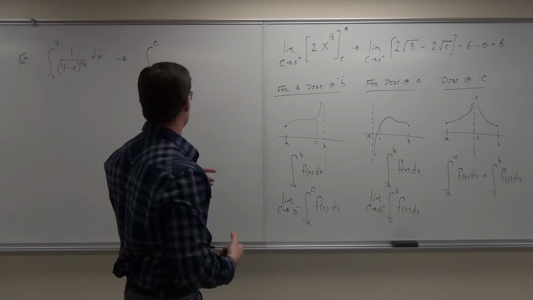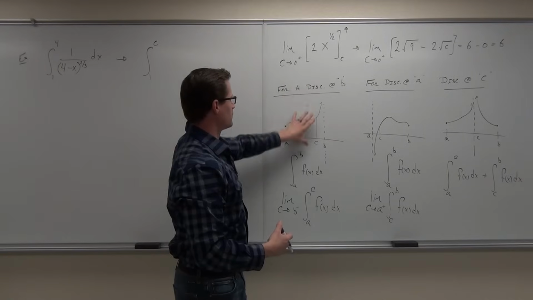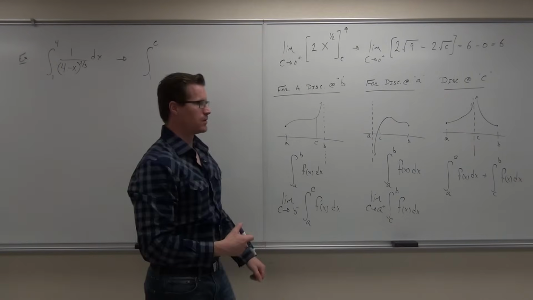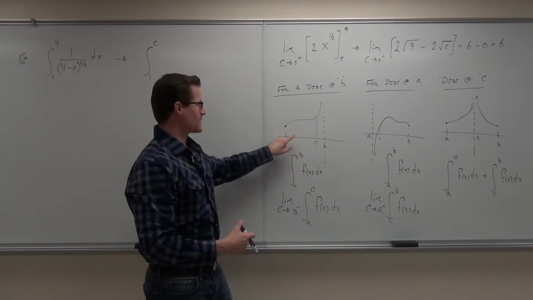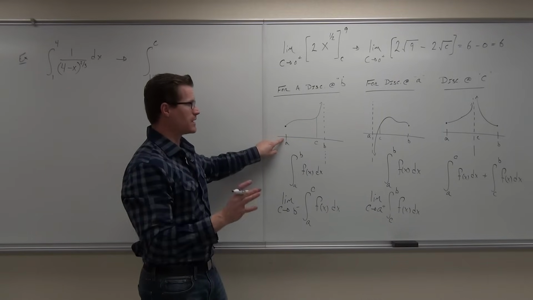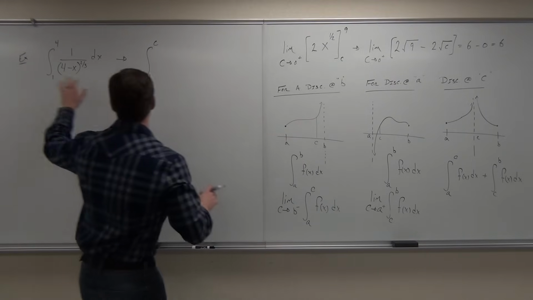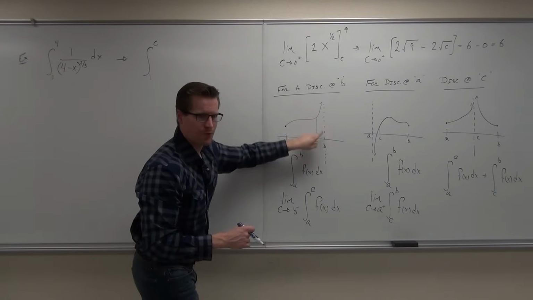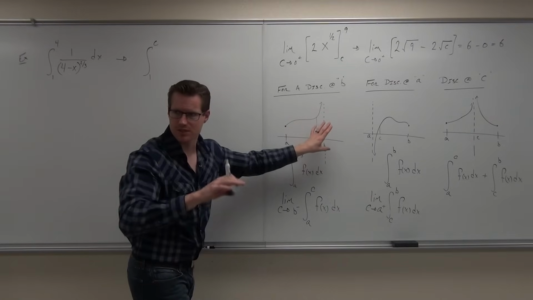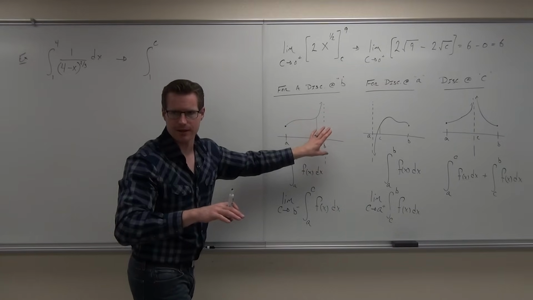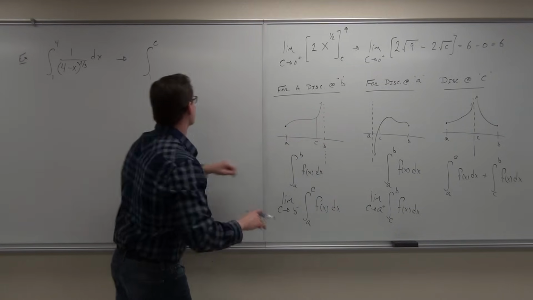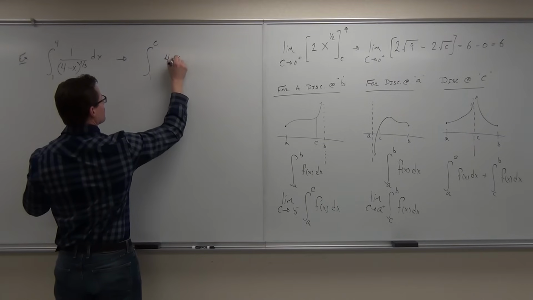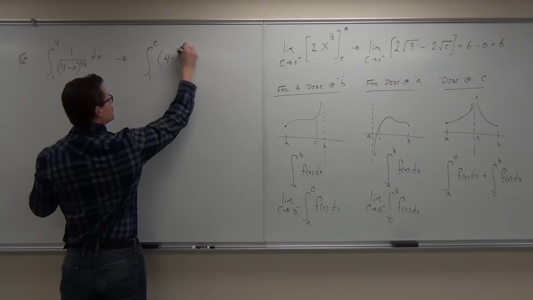Which case is this? Is this the case for 1, 2, or 3? Which case do we have? 1. We have this one. It's fine. It's defined at A. It's not defined at B. It's defined at 1. It's not defined at 4. So we're going to call this some point right before the B. Right before the 4, we're going to call it C. Maybe it's 3.9999999 forever. I don't know what it is. We're going to call it C. And we're going to have exactly the same function.